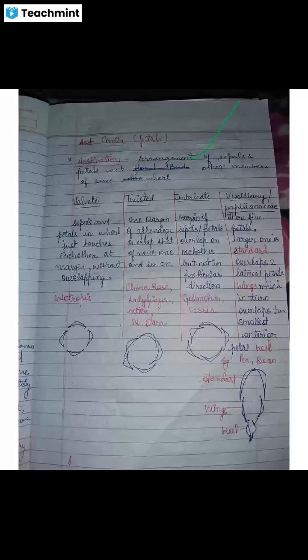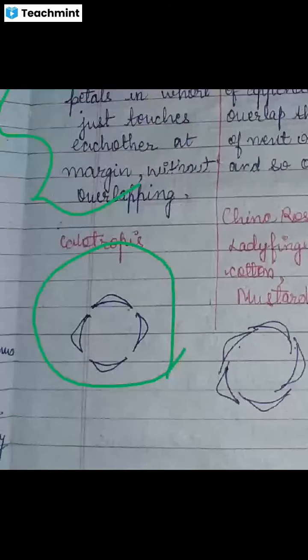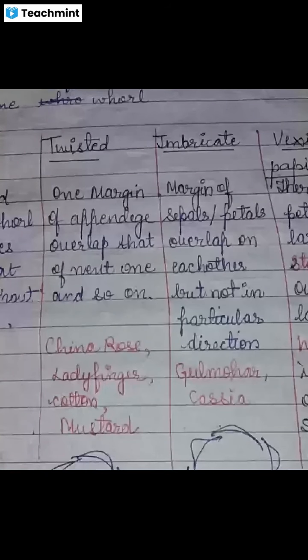Valvate. Sepals and petals in the whorl just touch each other at the margin without overlapping. Here you can see the diagram. The sepals and petals are arranged so that they just touch each other at the edge, but they do not overlap. Okay. Example, calotropis. Then we have the twisted. One margin of the appendage overlaps the next one and so on like this.